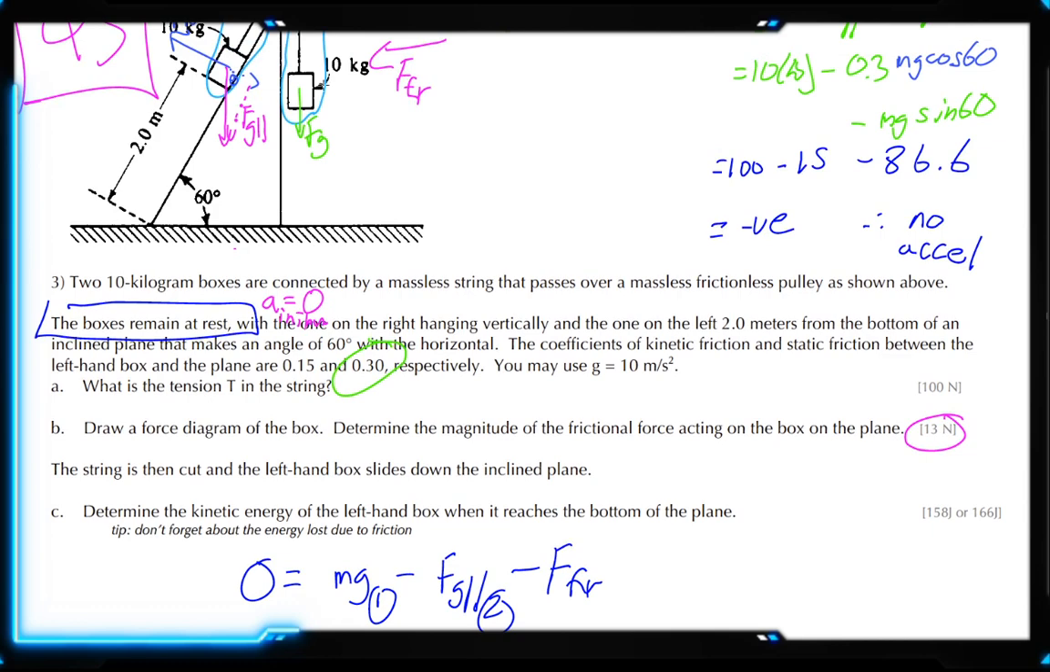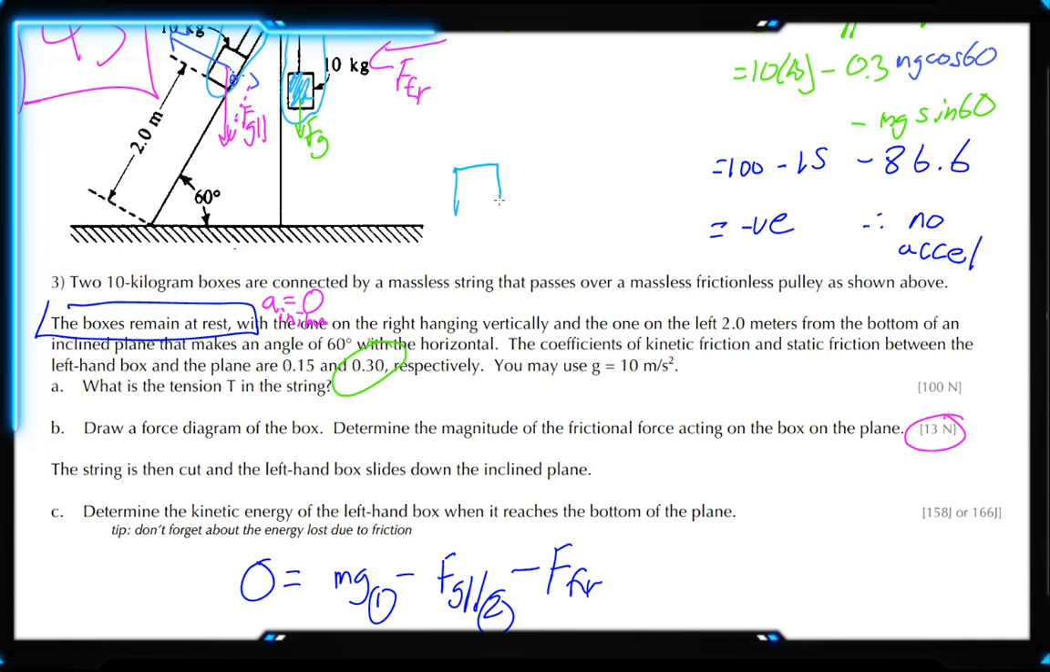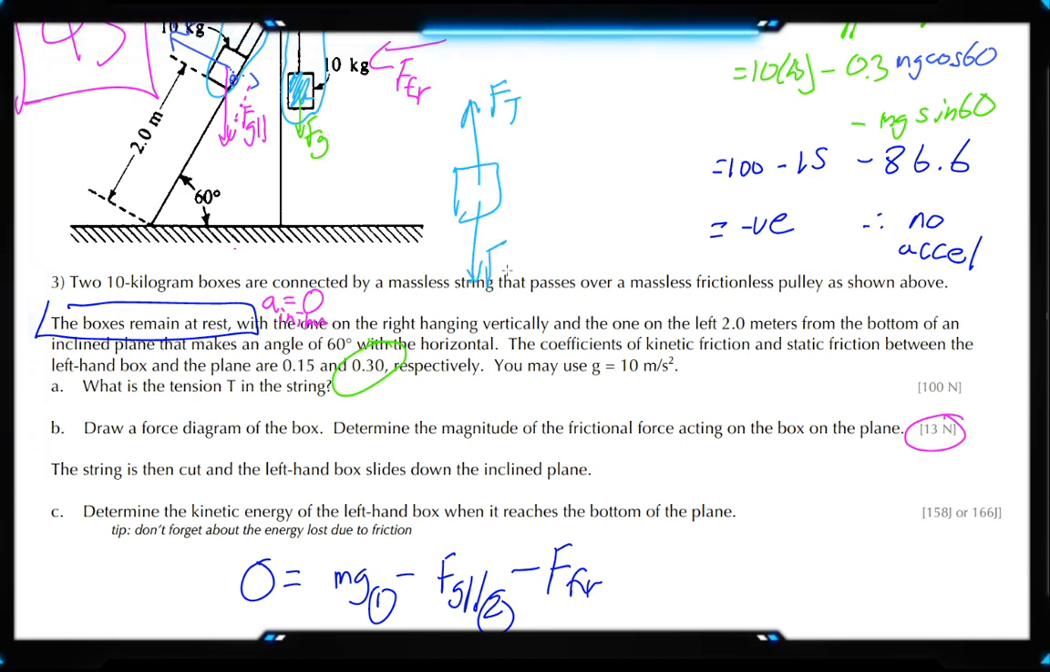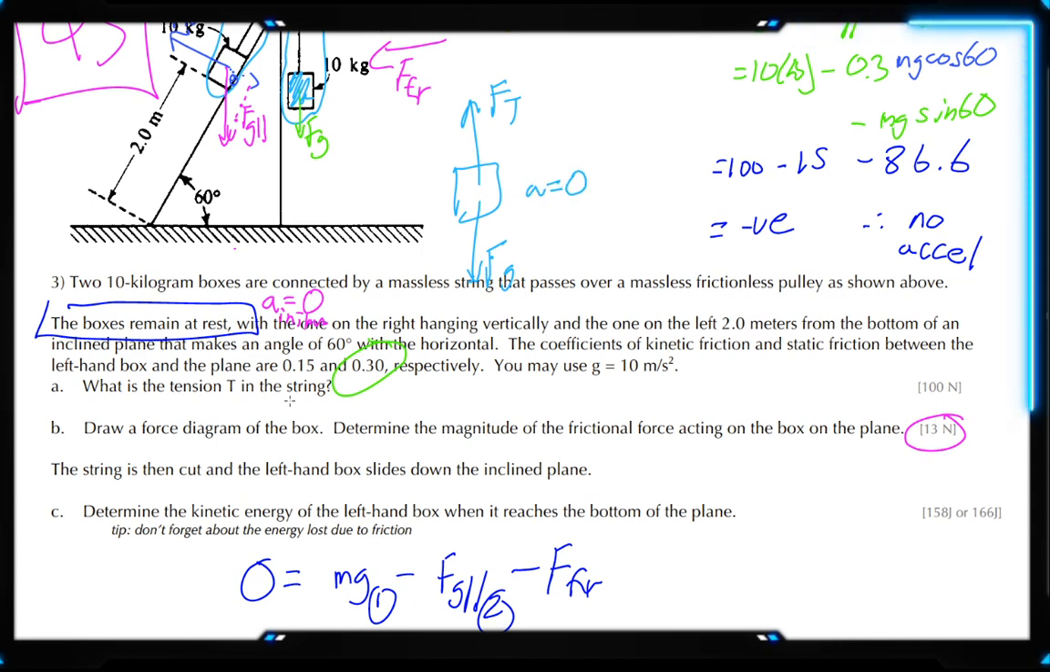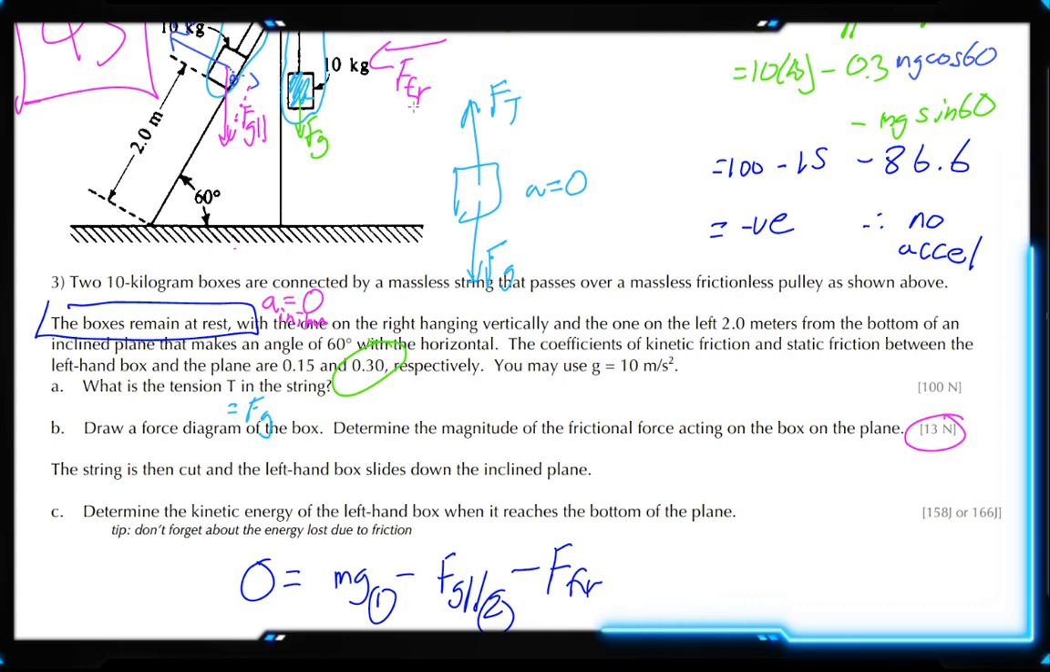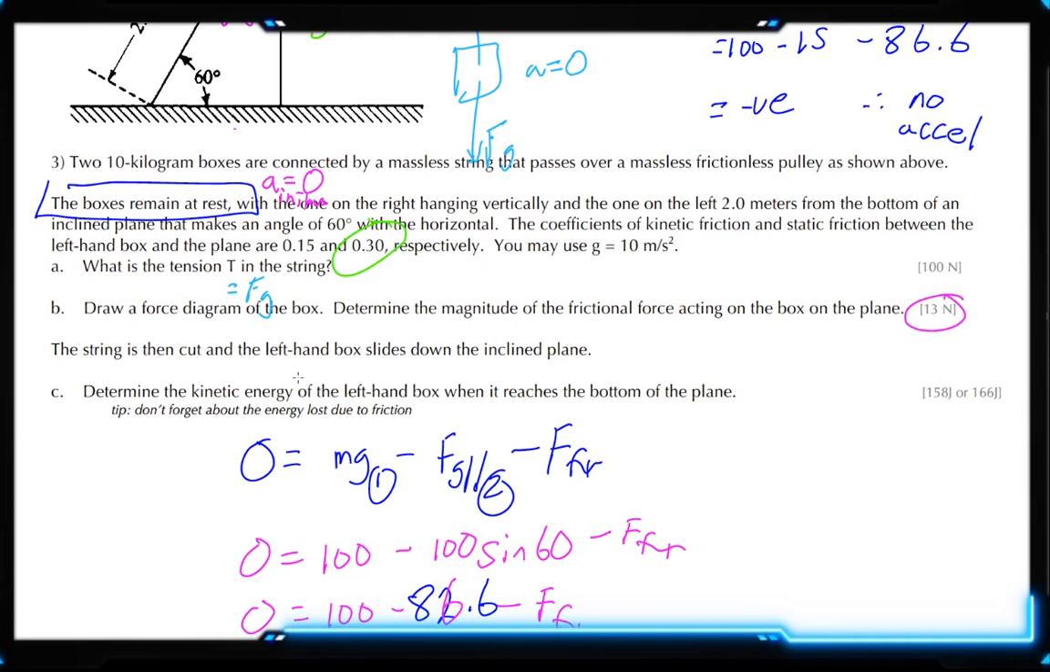Then the tension is being balanced by the gravity force. So if you think about the force diagram of just this box here, it's tension minus gravity. There's no acceleration, so they're equal to Fg. And gravity g is 10, mass is 10, so it's 100. Okay, the string is cut.